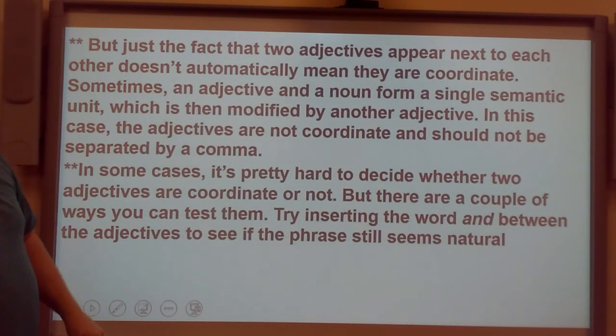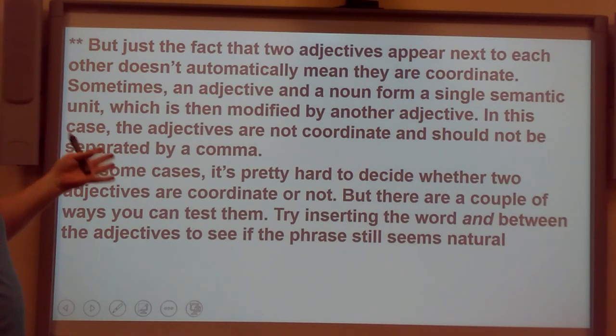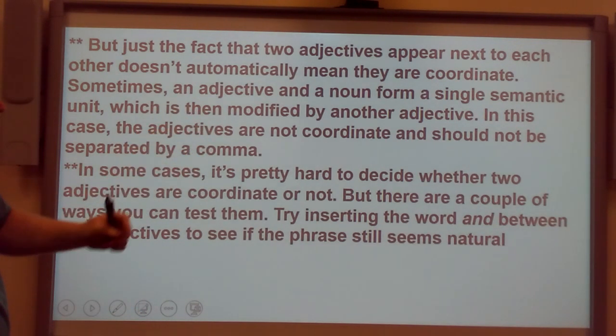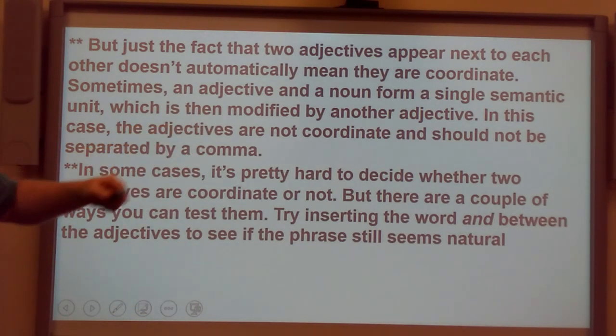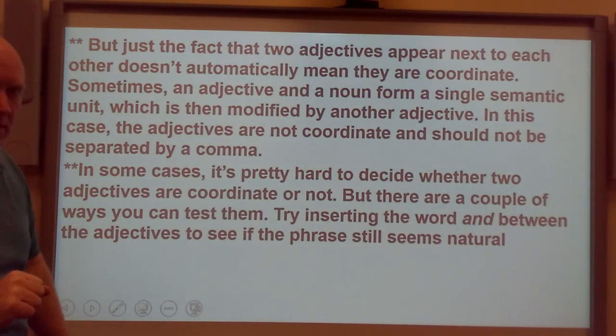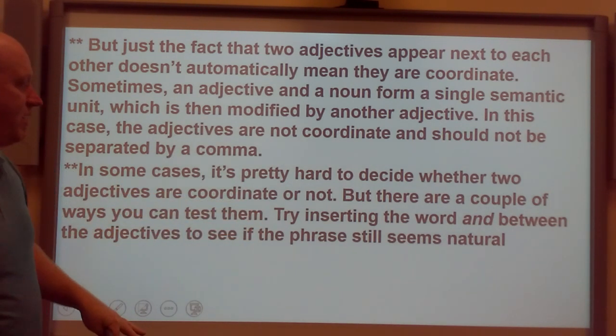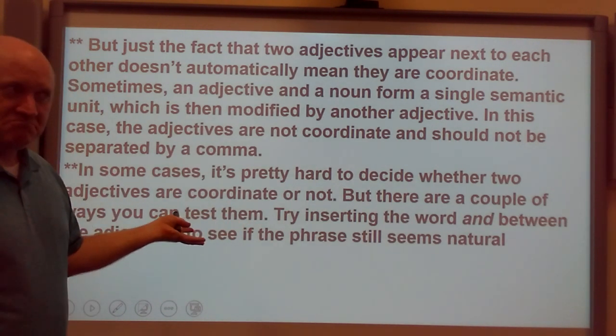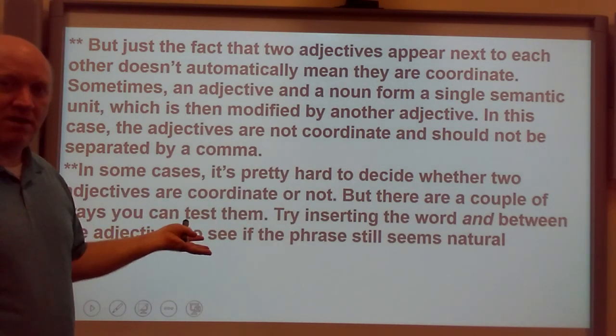But just the fact that two adjectives appear next to each other doesn't automatically mean they are coordinate. Sometimes an adjective and a noun form a single semantic unit, which is then modified by another adjective. In this case, the adjectives are not coordinate and should not be separated by a comma. In some cases, it's pretty hard to decide whether two adjectives are coordinate or not. But there are a couple of ways you can test them. Try inserting the word and between the adjectives to see if the phrase still seems natural. There you go. If you can't, guess what? No comma.